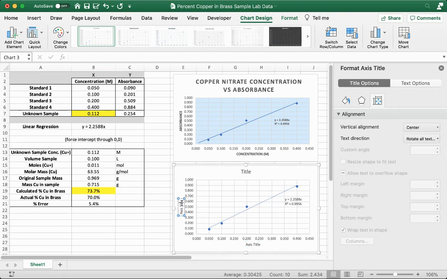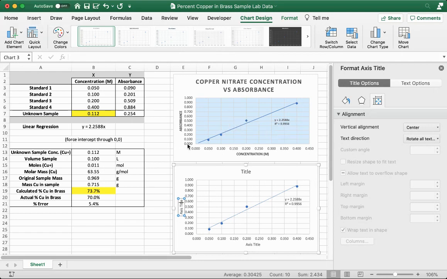Okay, and you want to make sure that when you are putting the names of the titles here, that you're labeling it with the unit. Okay, don't worry about that for absorbance. It is a unitless value, so there's actually no unit associated with it.